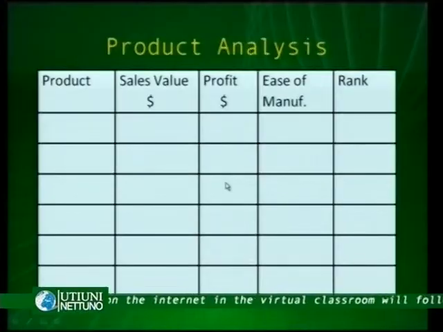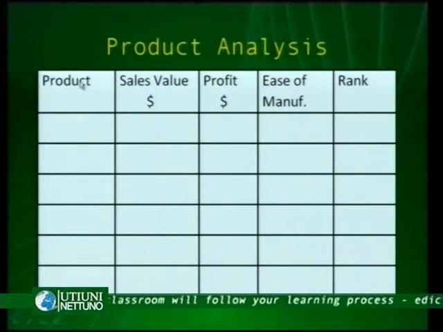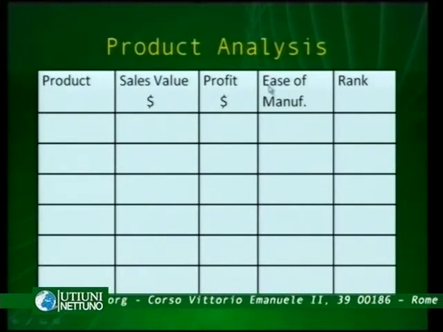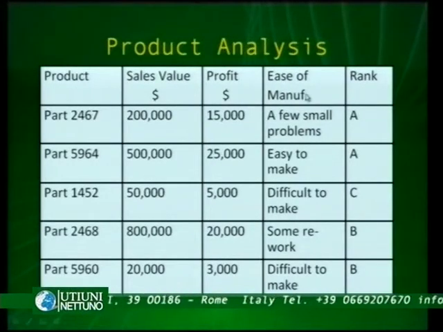Now, here's an example of product analysis. On the top line here, the first line is product, and then sales value, dollars, profit, dollars. Might be estimated, as I said, but even the gross profit figure is good. It's better than nothing. Ease of manufacture. You have to make some sort of judgment call there, and then you rank them, A, B, or C. So, here's one I've cooked earlier.